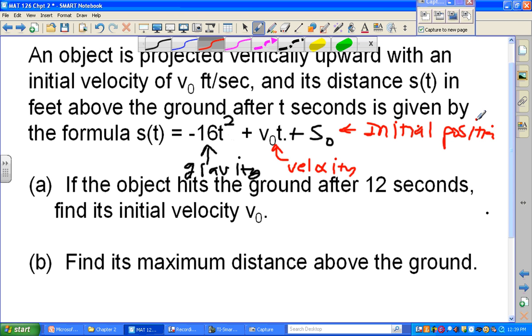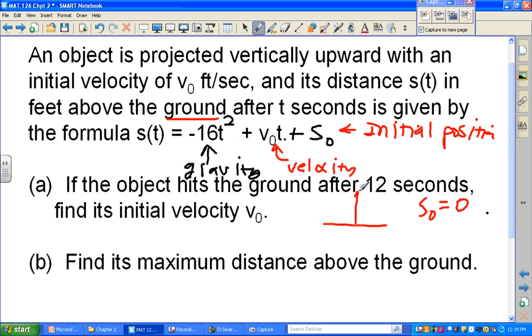So anyway, in this one it says, if the object hits the ground after 12 seconds, find its initial velocity. Well, they're telling you ahead of time the object is projected up above the ground. So it's taken off from the ground, so the initial position is going to be 0. What it's telling you is it's starting on the ground, it goes up, and it comes back down. Straight up, straight down, and it takes 12 seconds.